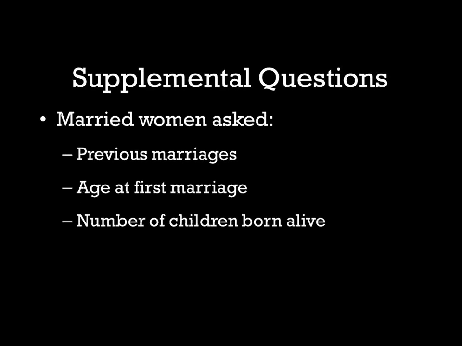Women were asked, how many previous marriages have you had, and what was the age at your first marriage? Also, they were asked the number of children that were born alive. This is very different than the past. It doesn't mean how many are still living. They wanted to know how many children were born alive, and stillbirths were not counted in this count.